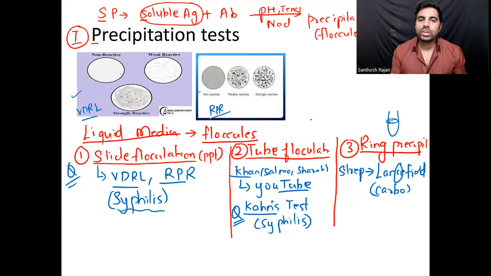You see, we talked about tube flocculation. In tube, you will see the floccule. Here in the slide, this is the picture. In the slide, you're seeing the floccule for slide flocculation. In tube, tube floccule. Here, you'll see a ring in the ring flocculation. One example question is the Lancefield classification.